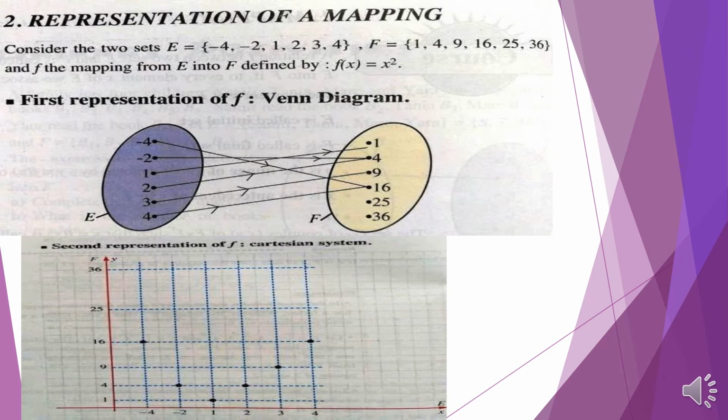If we look at the x-axis, minus 4, minus 2, 1, 2, 3 and 4, on the vertical lines for minus 4, minus 2, 1, 2, 3 and 4 there is only one dot. Whereas on the horizontal lines at 1, 4, 9, 16, 25 and 36, look at 4: horizontally there are 2 dots, which does not matter for the mapping. Also look at 36: there is no dot on the horizontal line at 36, which also does not matter. What matters for me on the x-axis is that there is no vertical line with more than one dot. First, there must be one dot and only one dot.